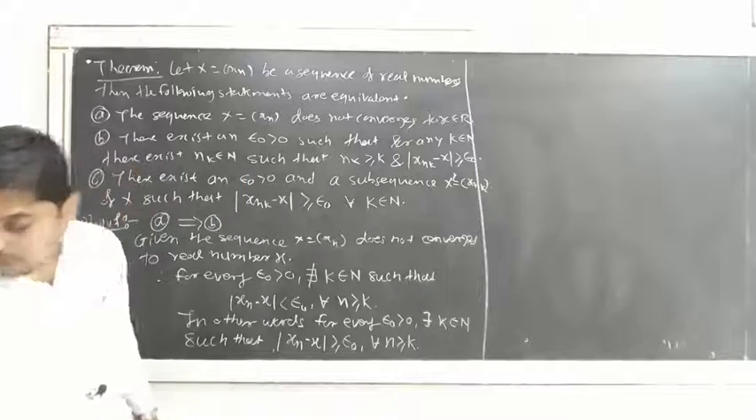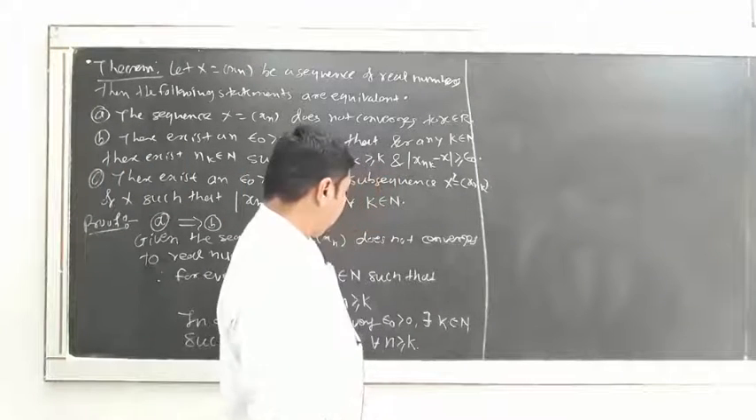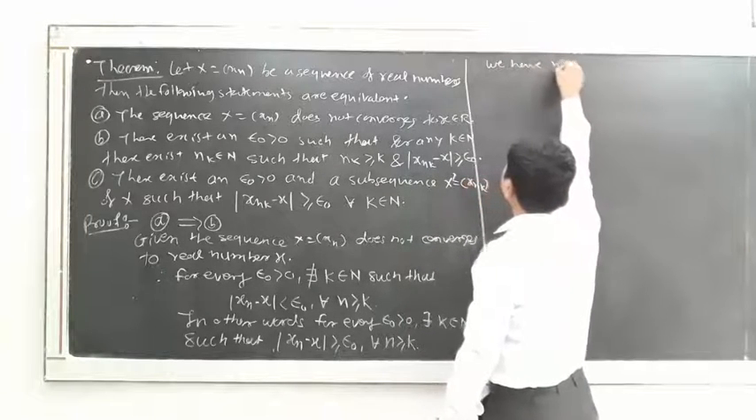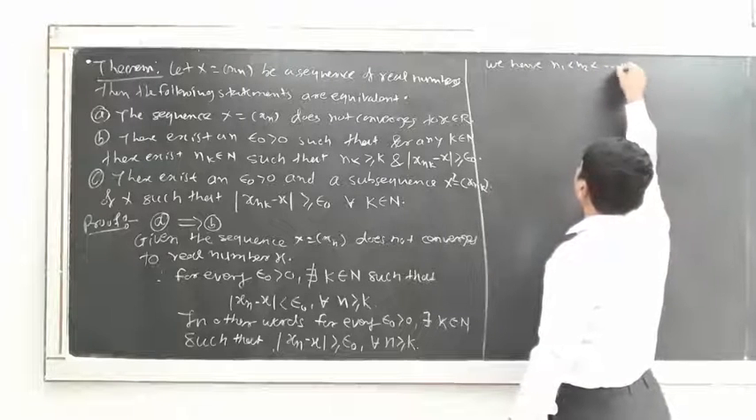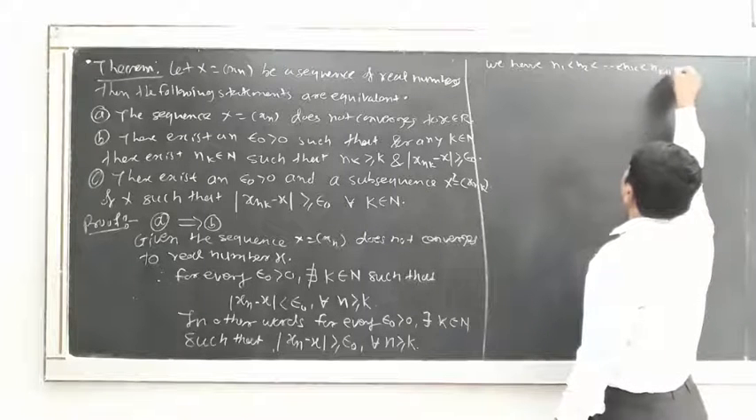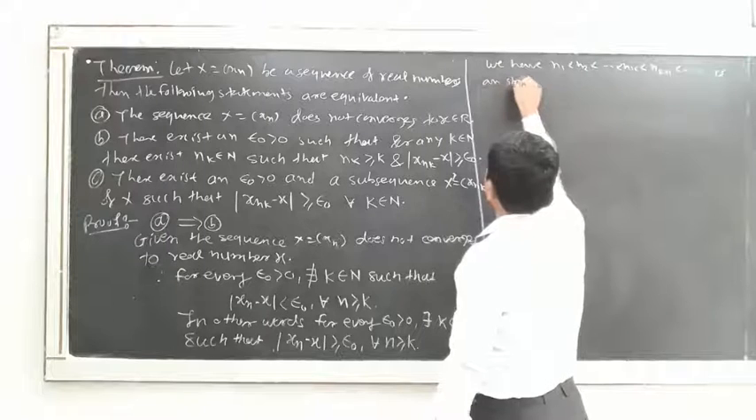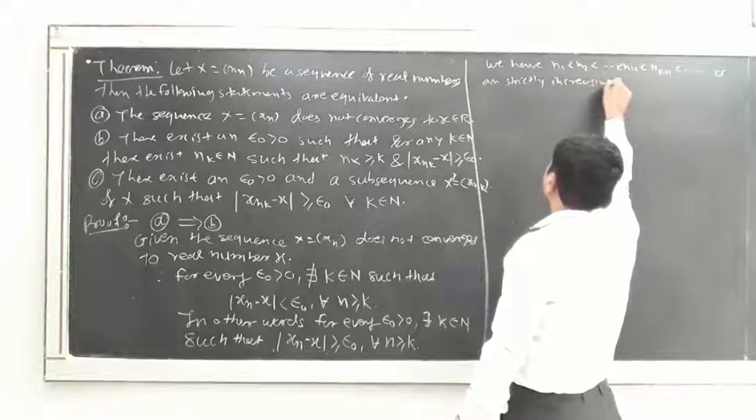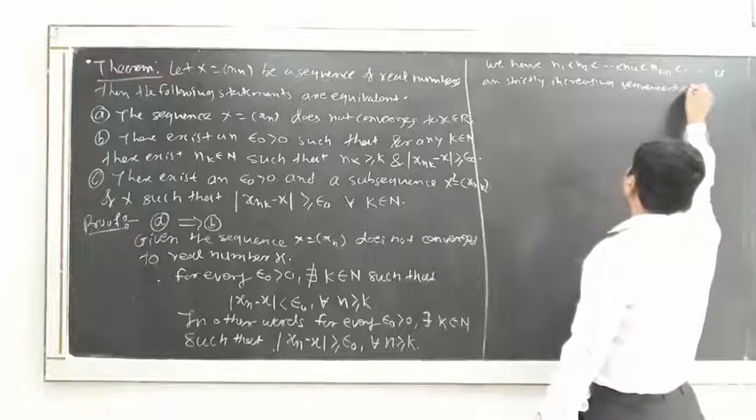And that means we can say that by the above theorem, we have n1 is less than n2 is less than, and so on, nk is less than nk plus 1 and so on, a strictly increasing sequence of natural numbers.